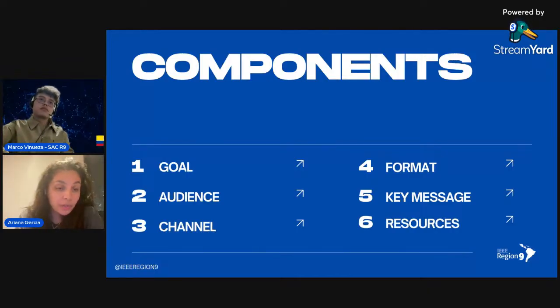Another important thing is channel. What are you using to share or to communicate your message? Are you using social media? What type of social media are you using? Are you using posters? Are you doing events? Are you doing talks at the university? Are you posting things on the university website? There are a lot of channels, and they need to be appropriate to the audience that you want to reach.